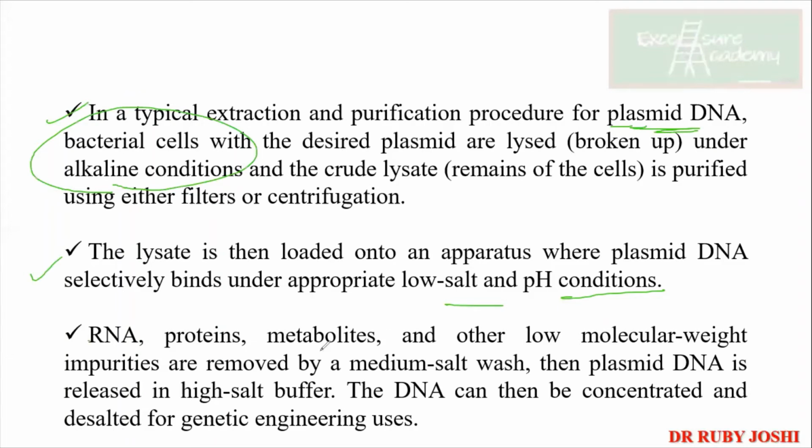RNA, proteins, metabolites, and other low molecular weight impurities are removed by a medium salt wash, and then the plasmid DNA is released in the high salt buffer. And then later it can be concentrated and desalted for genetic engineering uses. So what does it mean? See, the thing is that we have already done a lot. So here, a direct answer was given. So what you're doing is you get the lysate, you put it into the column.